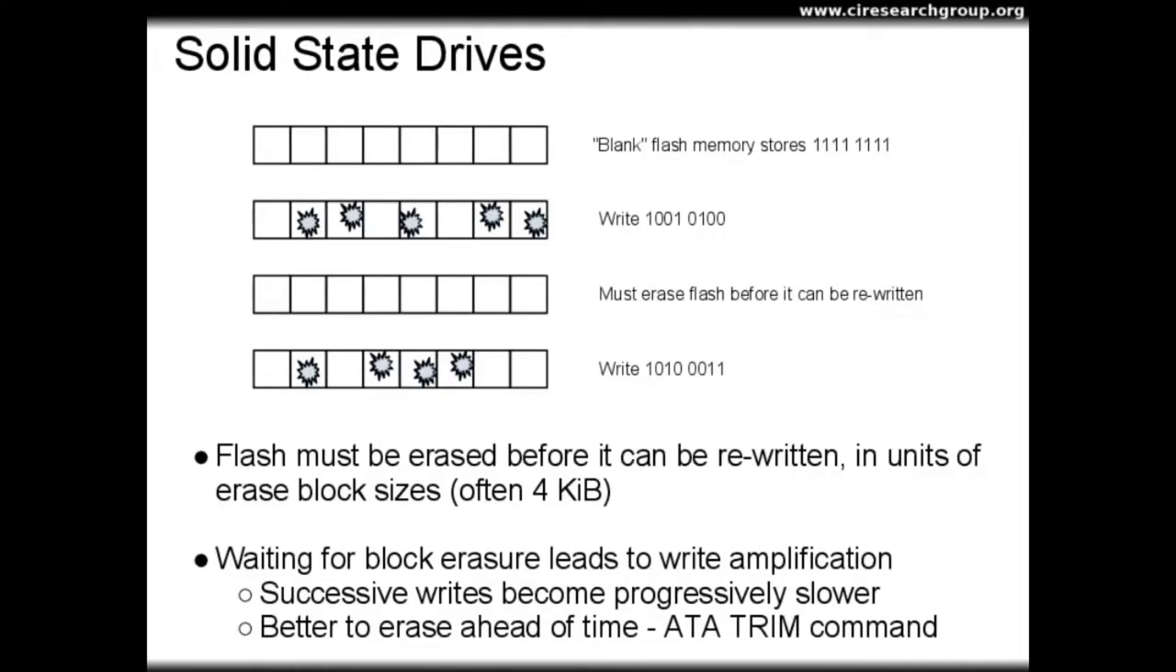If later I wish to change that stored value to 10100011, I must first erase that block of flash memory before I can program the new data value. Generally, I must erase flash memory in the size of an erase block, and this is typically 4 kilobytes. Waiting for this block erasure procedure causes something called write amplification, where successive writes to an SSD become progressively slower. To avoid this problem, we typically erase the SSD ahead of time whenever space has been freed on it. And there's an ATA command called trim that facilitates this process.